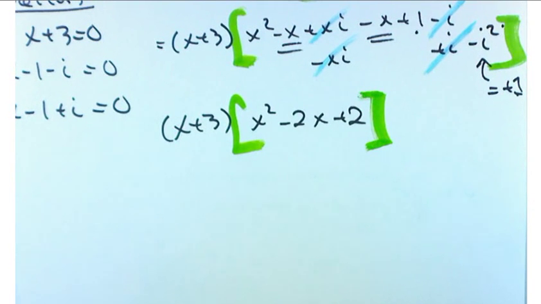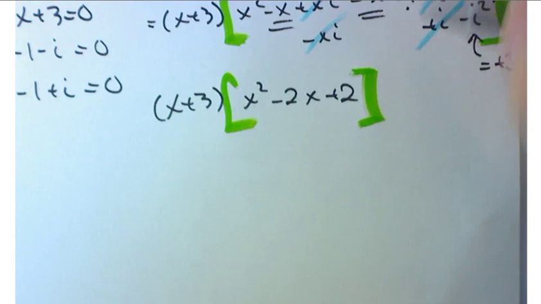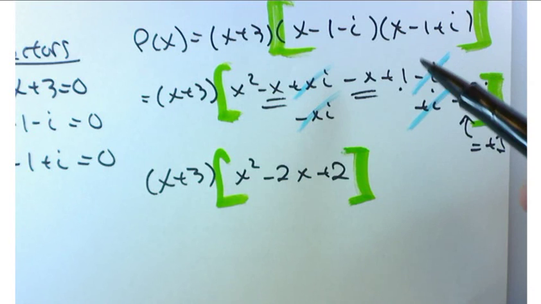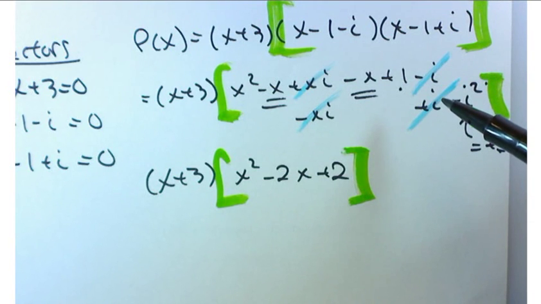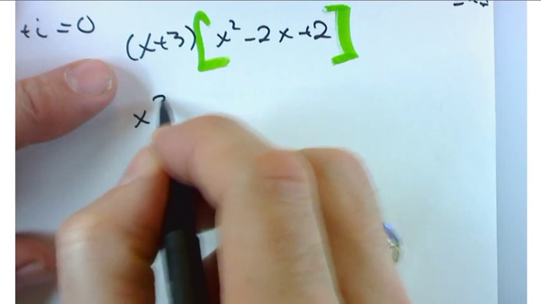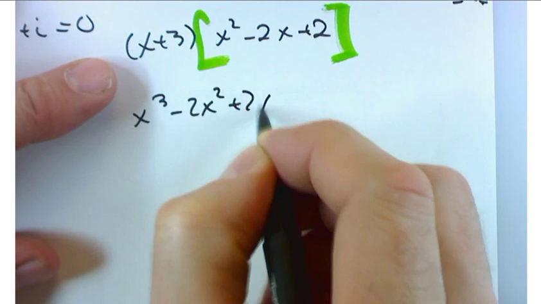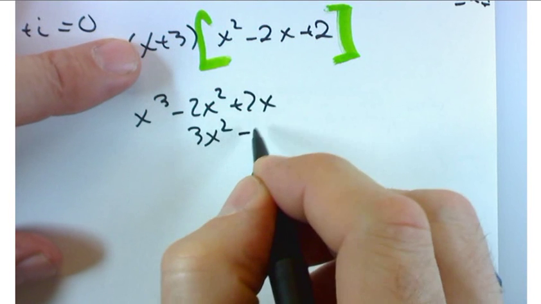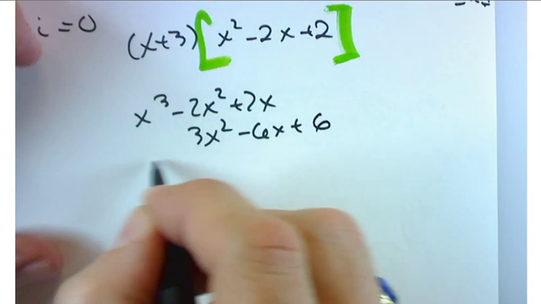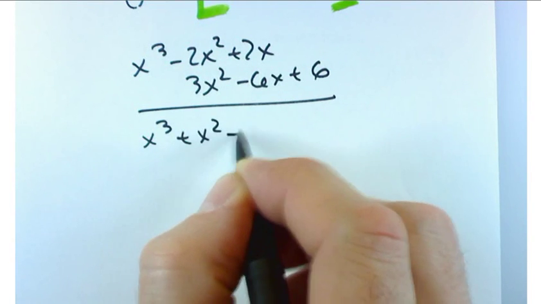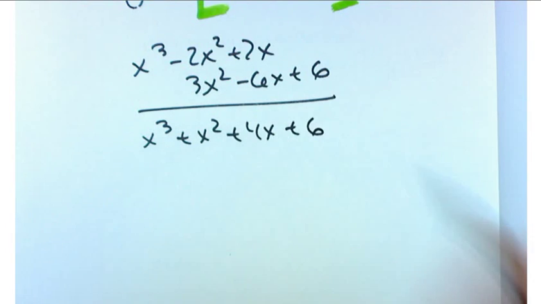Last but not least, we've got to distribute this, or we've got to multiply this together. This is going to seem like small potatoes compared to what we just went through, though. Before I move on to this, are we okay with what we did with this one? All right. Let's distribute the x. It's going to be x cubed minus 2x squared plus 2x. Distribute the 3. 3x squared minus 6x plus 6. And then I'll get x cubed plus x squared plus 4x plus 6.